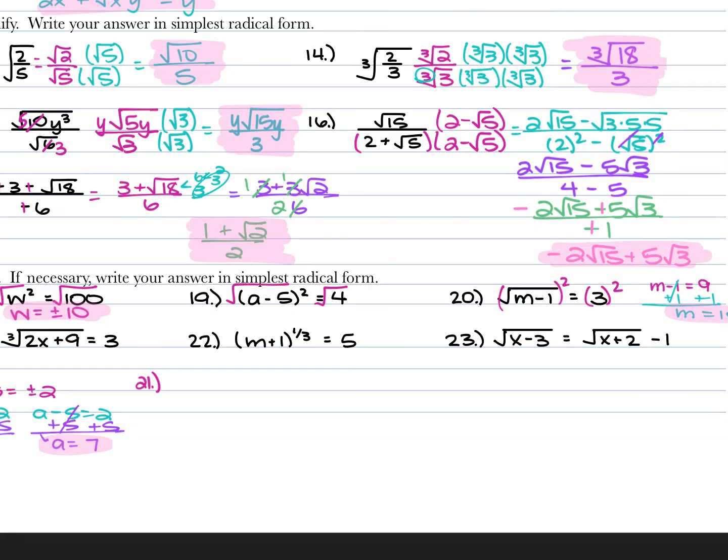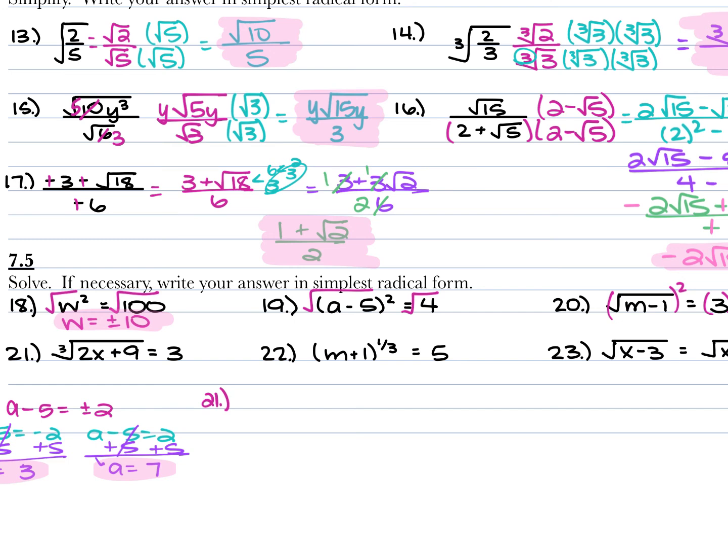For 21, you have the cube root of 2x plus 9 is equal to 3. Raise each side to the third power now because your index is 3. That's going to give you 2x plus 9 is equal to 3 cubed, which is 27. We're going to move the 9 over by subtracting it from both sides. This gives us 2x is equal to 18. Then we're going to divide each side by the 2. And we get that x is 9.